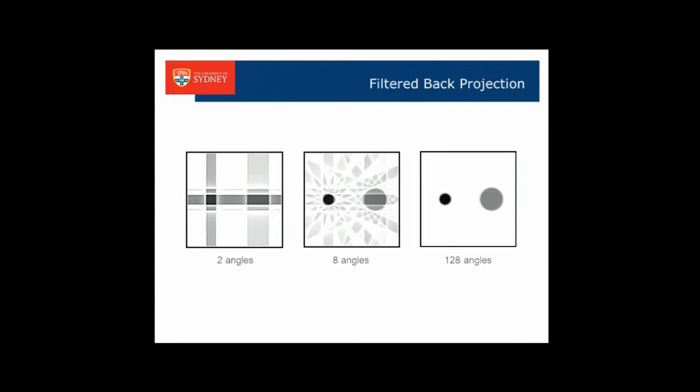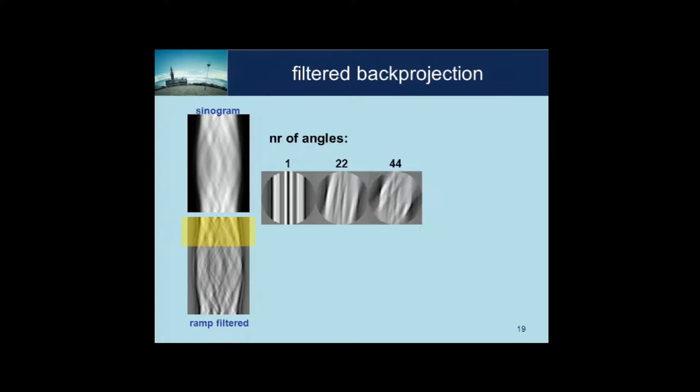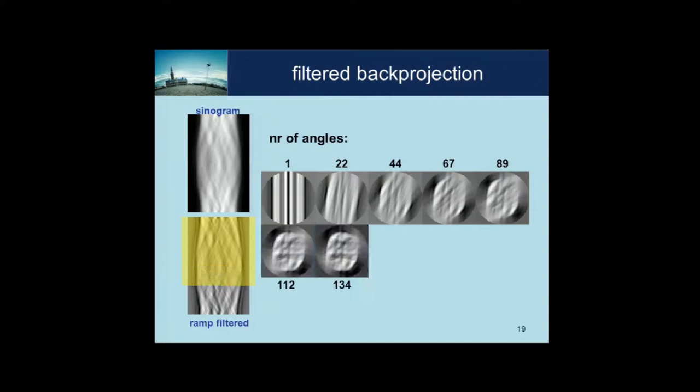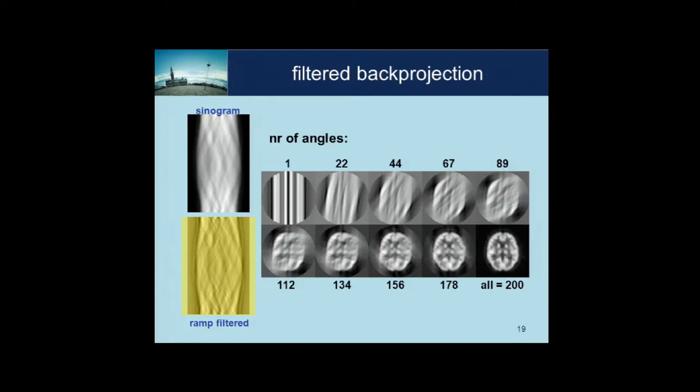And just to show how that works on a more realistic example, this is a sinogram from a PET system showing all the projections at different angles around the subject. And that's what the projection data looks like after we've filtered each projection line by line. And this is what it looks like as we back project each one of those angles. So I'm just going to go through back projecting each of those projections at different angles until eventually we've used up all of the data from all angles and we get a realistic and accurate reconstruction of the object, in this case, a human brain.